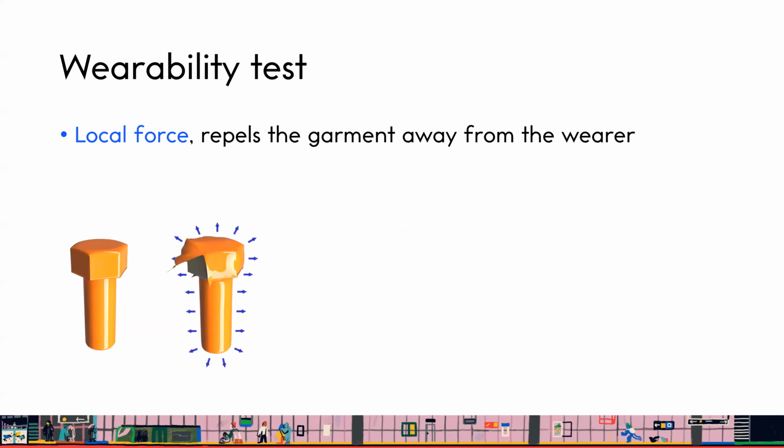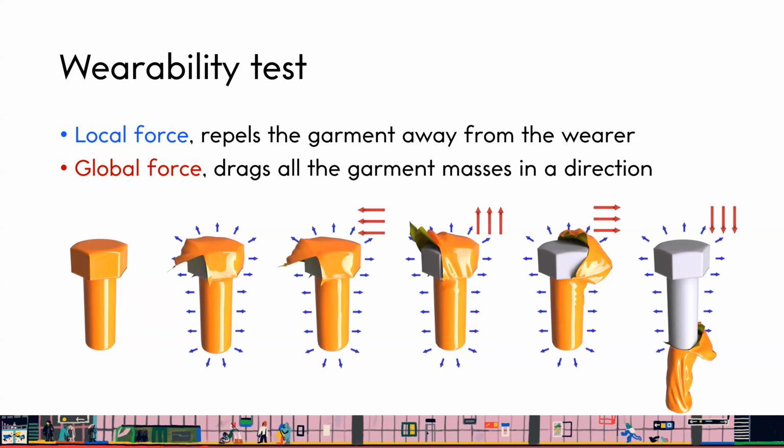Two types of external stripping force are used. A local force repels the garment away from the wearer. Our method applies a force to each garment mass based on the direction of the gradient of the signed distance field. And we also add a global force of constant magnitude to drag all the garment masses in an arbitrary direction, which is changed randomly every fixed number of simulation steps.